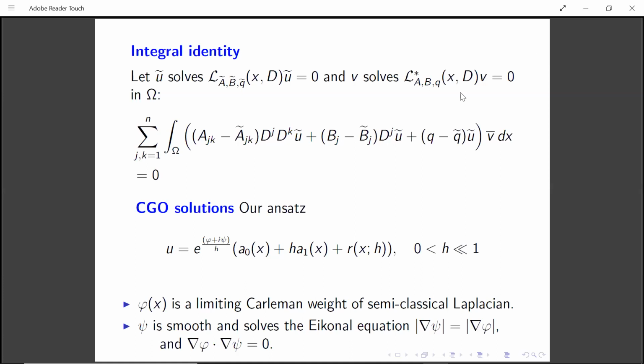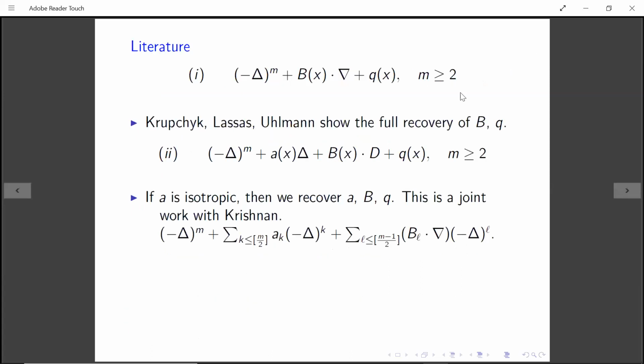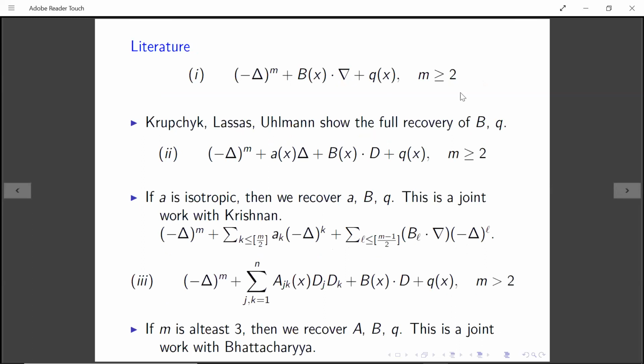I have a question. Please, please. Why is the critical case the half? So you have Laplace to some power m, and then you have basically Laplace to m over 2. Why is m over 2 the critical case?